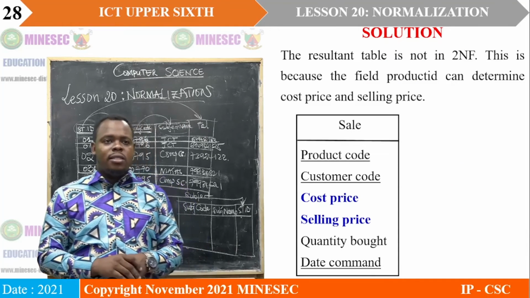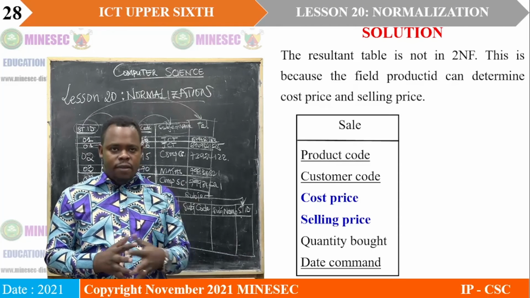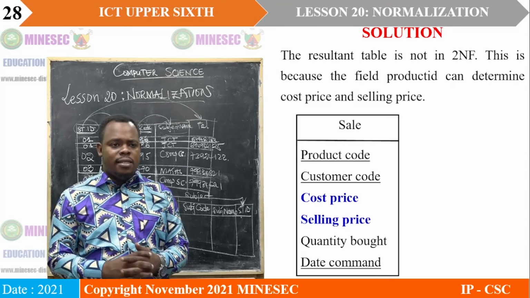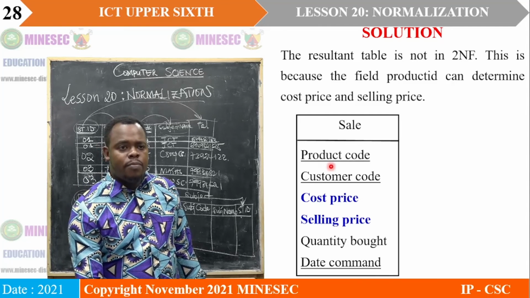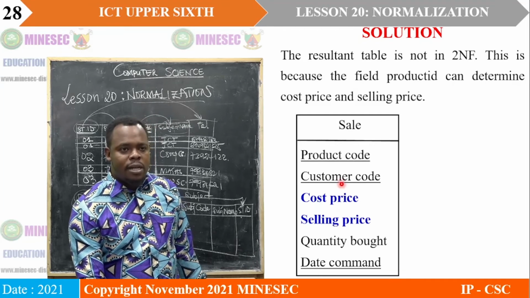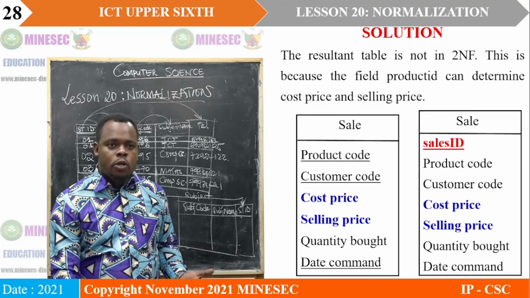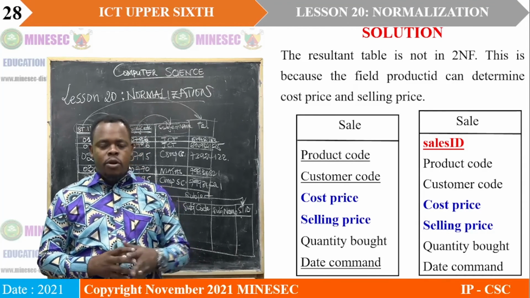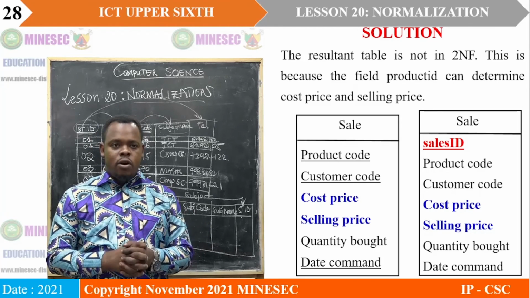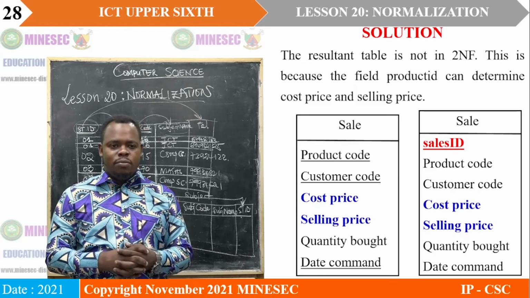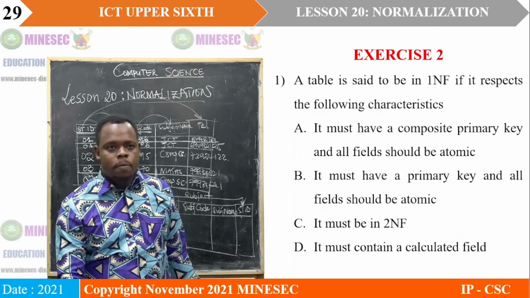Now they say the resultant table is not in second normal form, but it is in first normal form. This is because the field product code can determine the cost price and the selling price, while the other fields don't determine cost price and selling price. It means there is partial dependency, which shows that the table is not in second normal form. So to make the table be in second normal form, you bring out a primary key field called sales ID that will uniquely determine the attributes in the table.